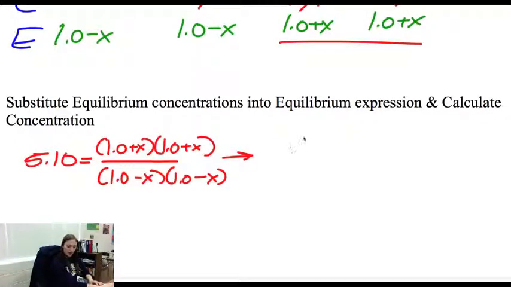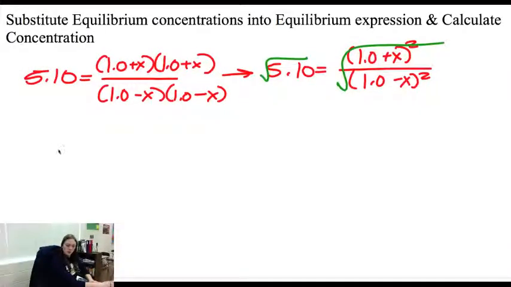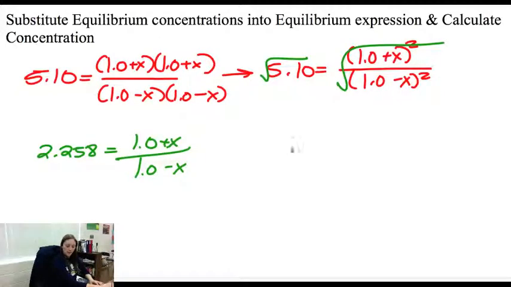And what's nice about this one is that we can kind of combine these terms here, and I can end up with, you can either FOIL it if you want to. I would tend to go this route, which is going to be just have them as squared. Well, if they're both squared, how do you get rid of a square? You take the square root. That's kind of what I would do personally. Makes life a little easier, but you can FOIL that out if you would like. I'm going to use the shortcut though. And we're going to have 2.258 is equal to 1.0 plus x all over 1.0 minus x.